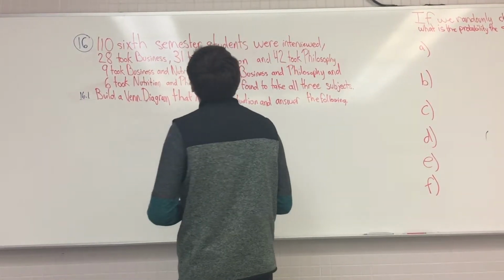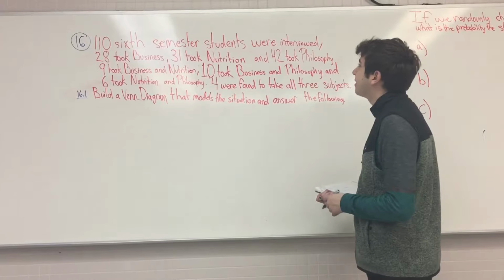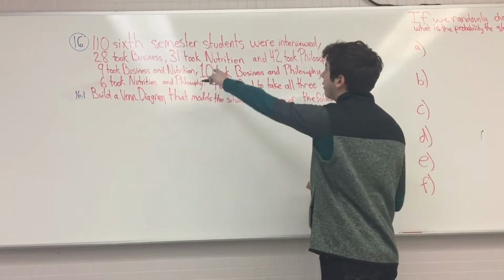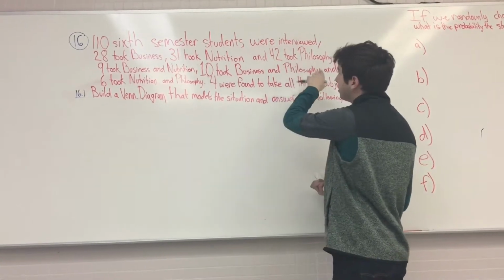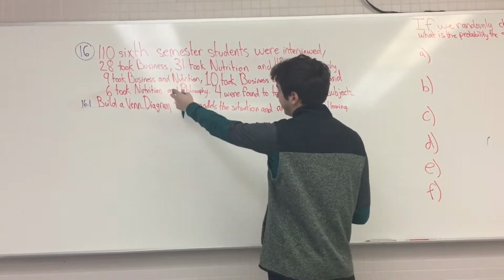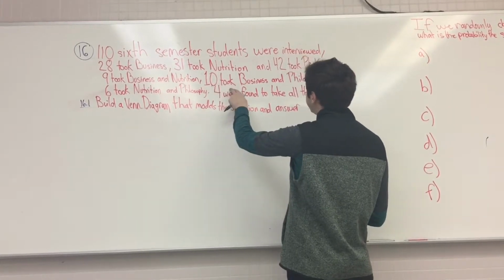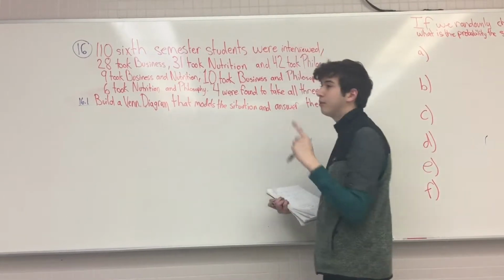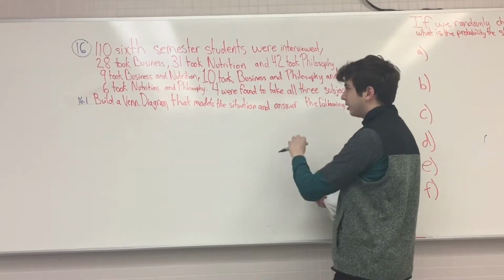Problem 16. So we read it and it says 110 sixth semester students were interviewed, 28 took business, 31 took nutrition, and 42 took philosophy. Also, 9 took business and nutrition. Then 10 took business and philosophy, and 6 took nutrition and philosophy. 4 were found to take all 3 subjects.